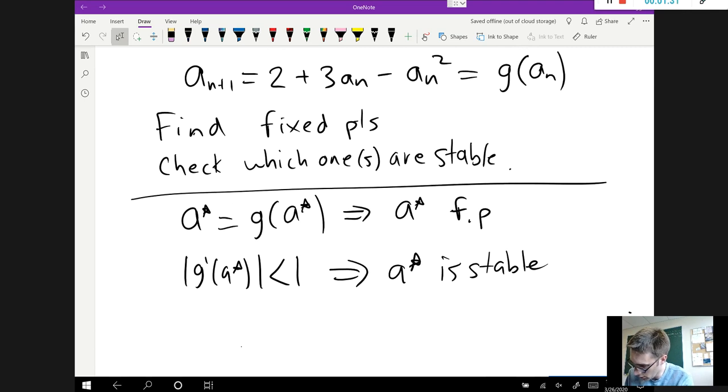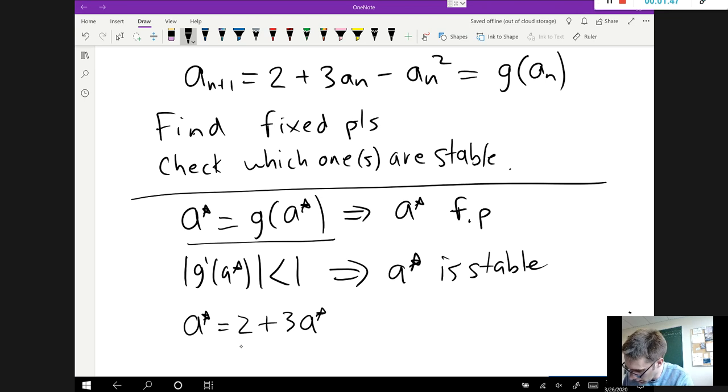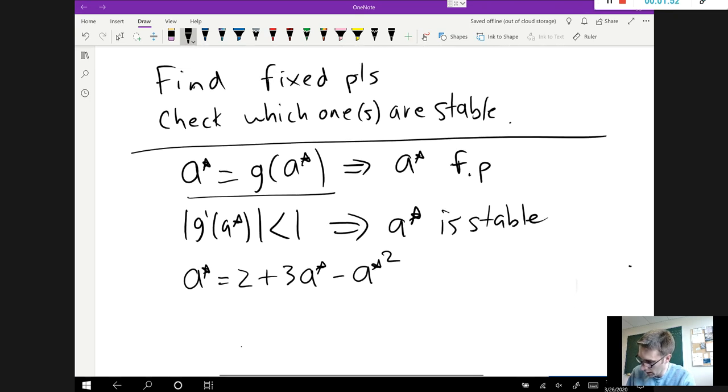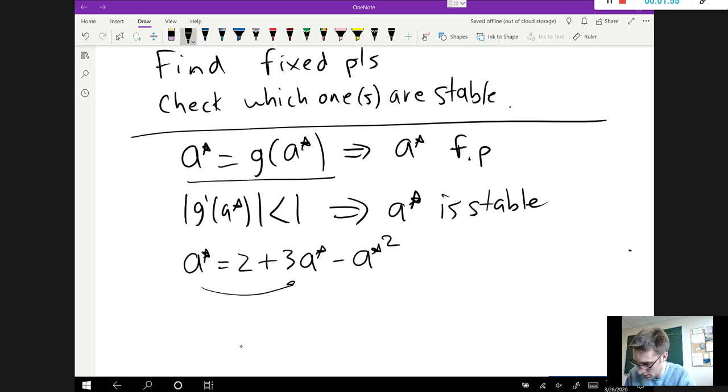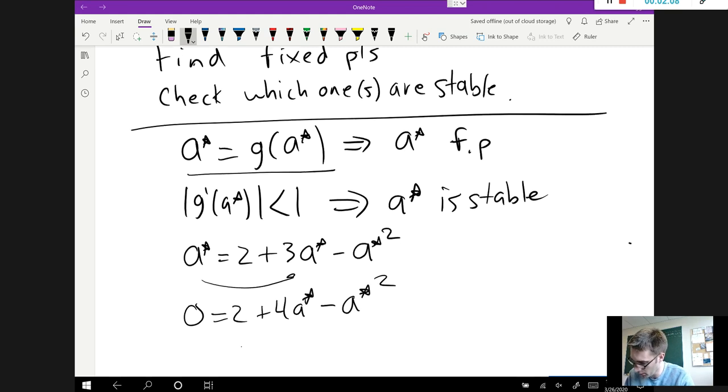So our difference equation has g(a*) as this polynomial. And so let's try to figure out where that equation is satisfied. So we'll have a* = 2 + 3a* - a*^2. And if we were to bring the a* over to the other side, this would be 0 = 2 + 4a* - a*^2. And that is a quadratic equation. If we want to find the solutions, we could use the quadratic formula.